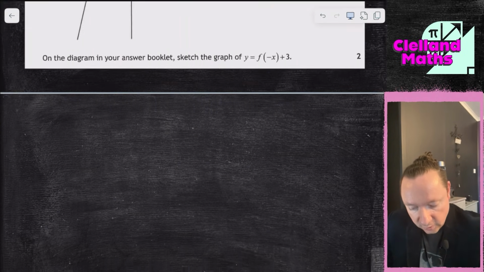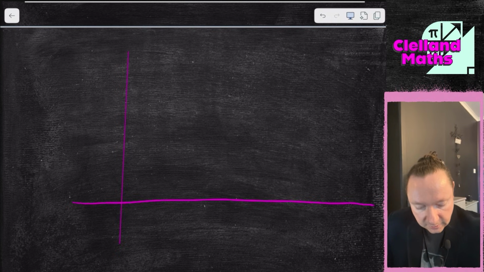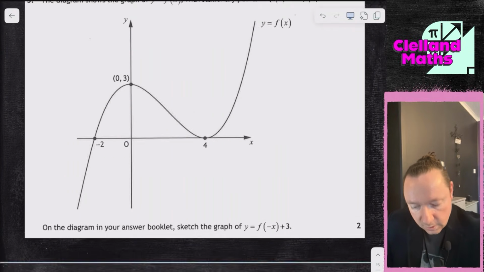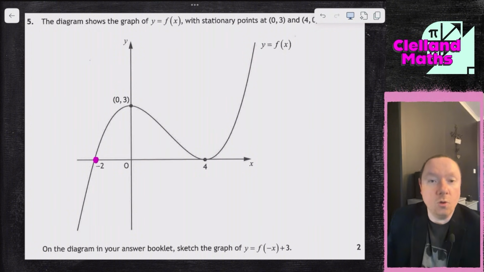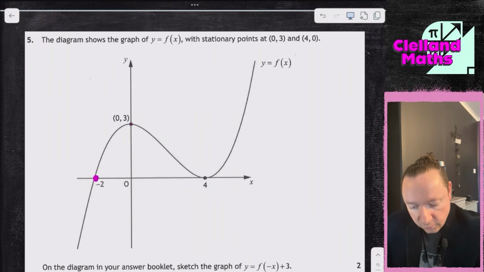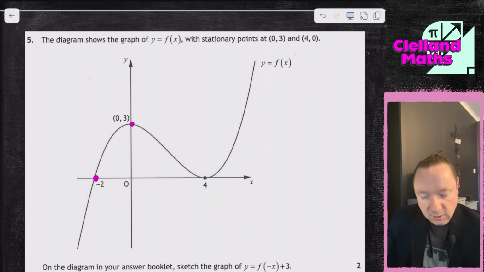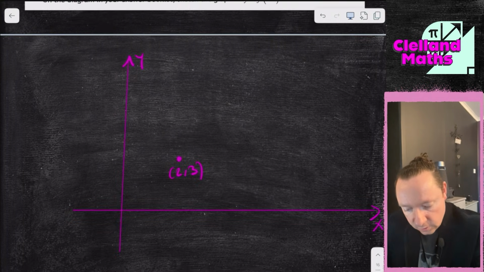So looking at our points, let me just draw a graph for this. Got a y-axis and an x-axis. So looking at minus 2, if that goes over the y-axis, it becomes 2. But then I need to add 3, so it becomes (2, 3). So I can just note a point, (2, 3). Looking at (0, 3), when you flip it on the y-axis, it's still (0, 3). But I'm adding 3, so it's plus 6, (0, 6). So I can just put (0, 6) up here.